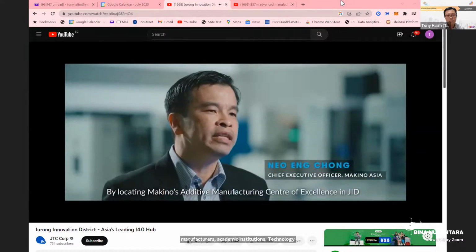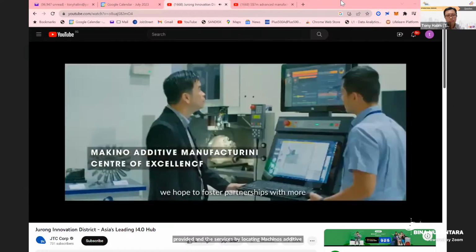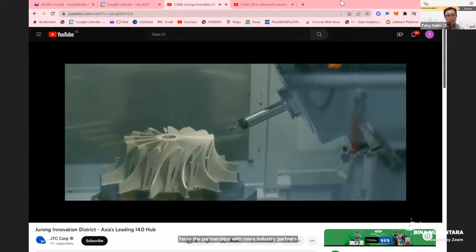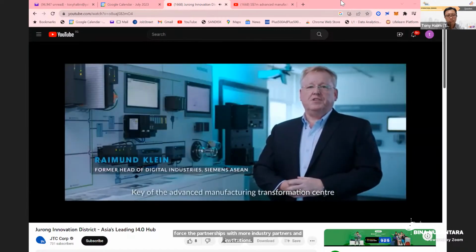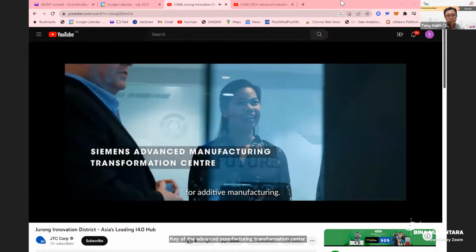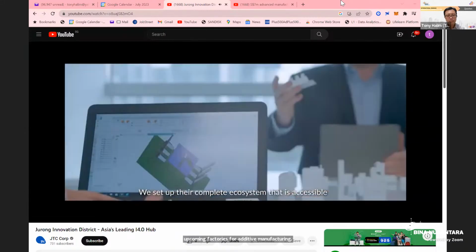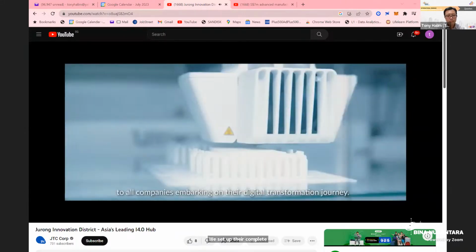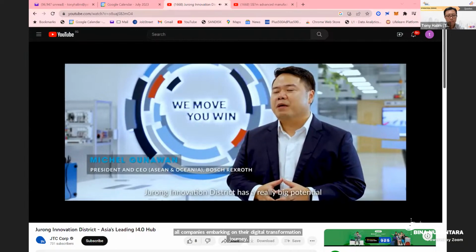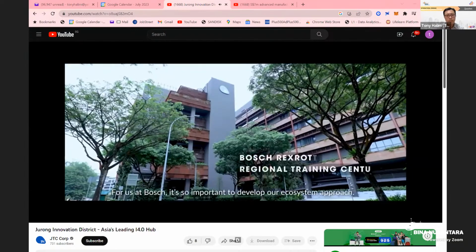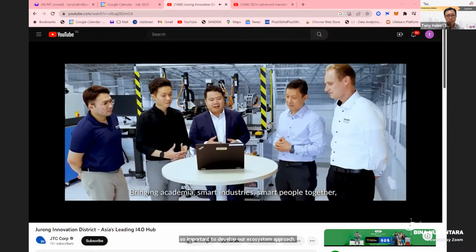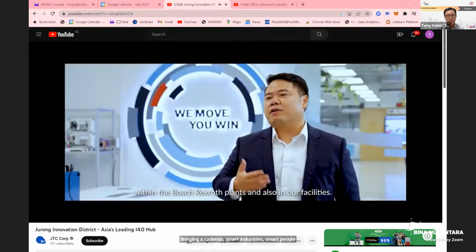By locating Makino's Additive Manufacturing Center of Excellence in JID, we hope to foster partnerships with more industry partners and institutions. Key of the Advanced Manufacturing Transformation Center is to accelerate the adoption of the existing and upcoming factories for additive manufacturing. We set up there a complete ecosystem that is accessible to all companies embarking on their digital transformation journey. Jurong Innovation District has a really big potential and also big advantage. For us at Bosch, it's so important to develop our ecosystem approach, bringing academia, smart industries, smart people together within the Bosch Rexroth plants and also in our facilities.